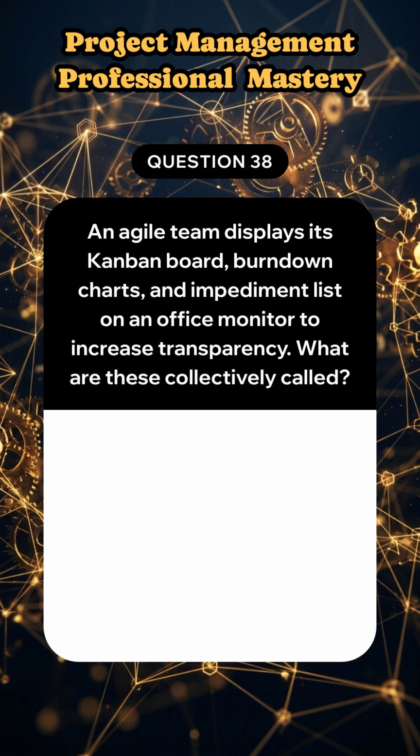An Agile team displays its Kanban board, burn-down charts, and impediment list on an office monitor to increase transparency. What are these collectively called?